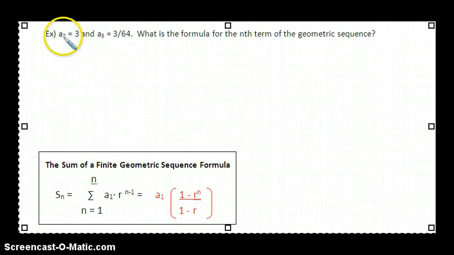Okay, so now I know the 2nd term of my sequence is 3, the 5th term of my sequence is 3 over 64, and I want to know the formula for the nth term of the geometric sequence. So I want to know what this would be.